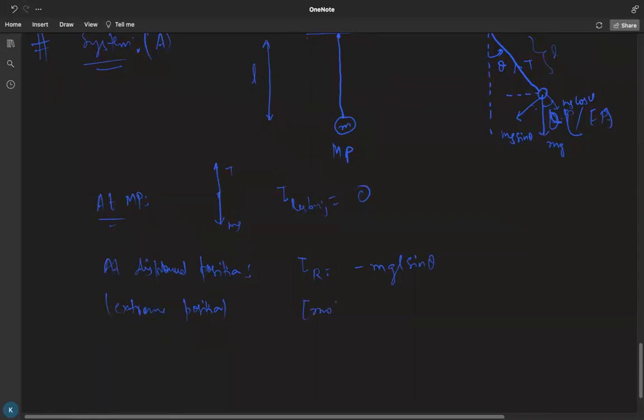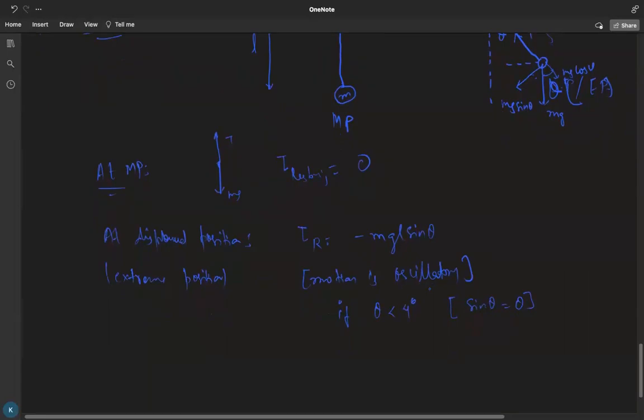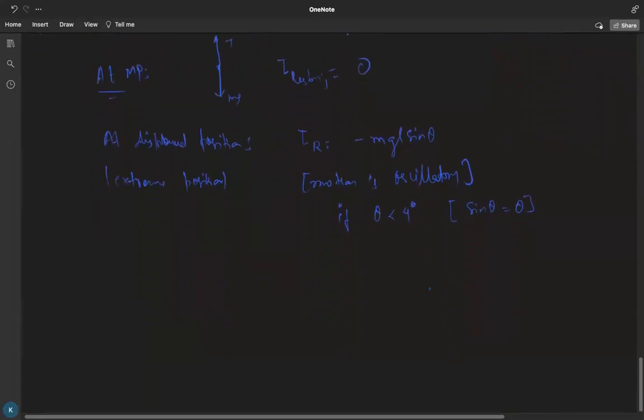And the motion is oscillatory. Now look here. If this theta is less than 4 degrees, we know an approximation, sin theta is equal to theta, right? Here the motion is oscillatory motion, but we all know that when theta is much, much less, then sin theta is equal to theta. This is nothing but an approximation. We are doing some approximation, right?